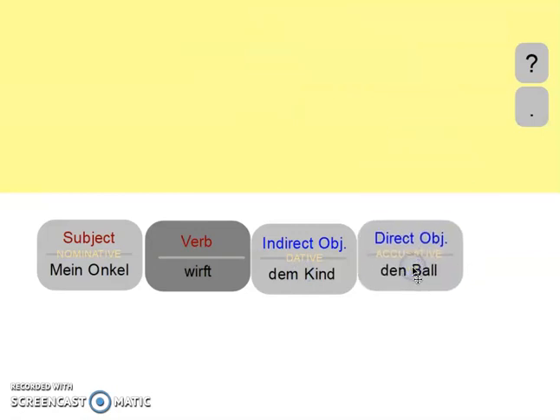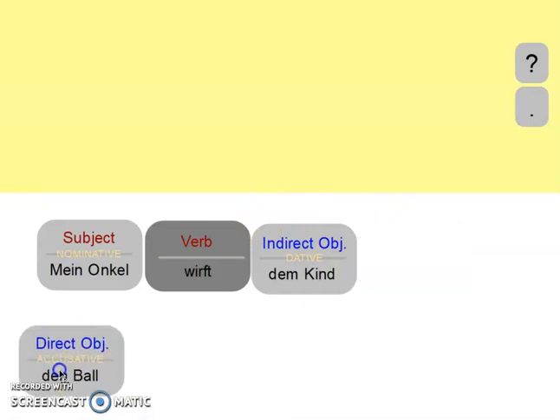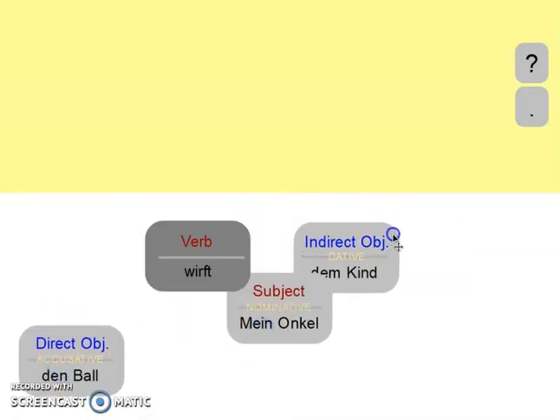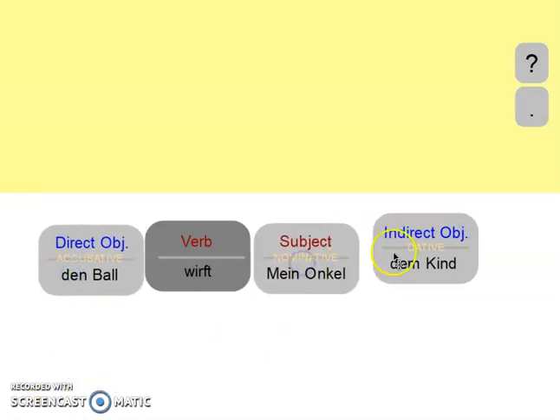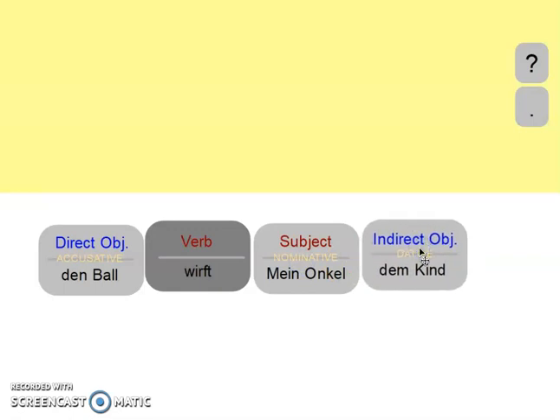And in English, since we don't have these endings that tell you whether it's nominative, accusative, or dative, or your subject, your direct object, or indirect object, the order is very important in an English sentence to understanding what it means. So here, if you have, my uncle throws the child the ball, mein Onkel wirft dem Kind den Ball. In English, it wouldn't make sense if you said something like this: the ball throws my uncle the kid. It actually makes it sound like the ball is throwing my uncle the child.